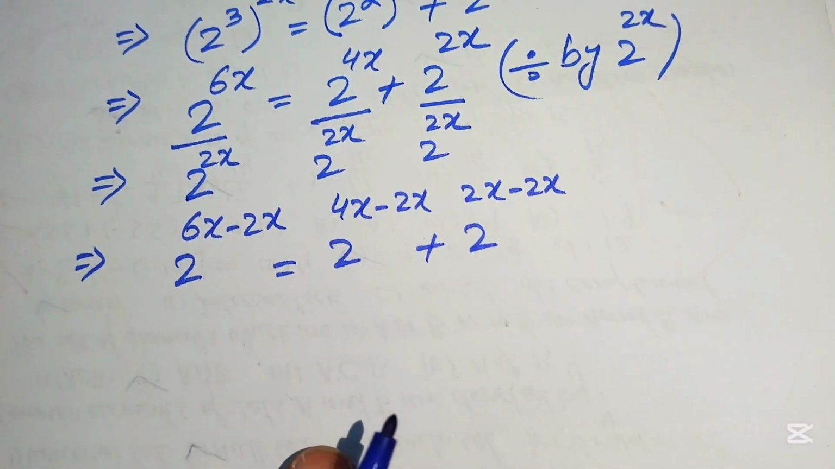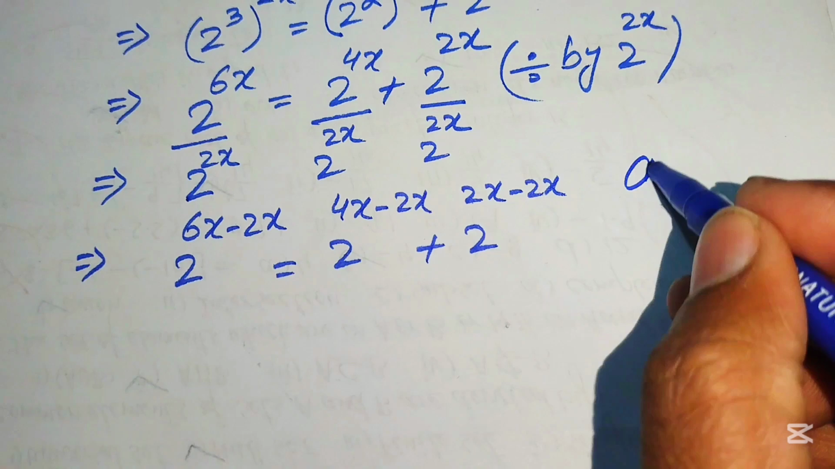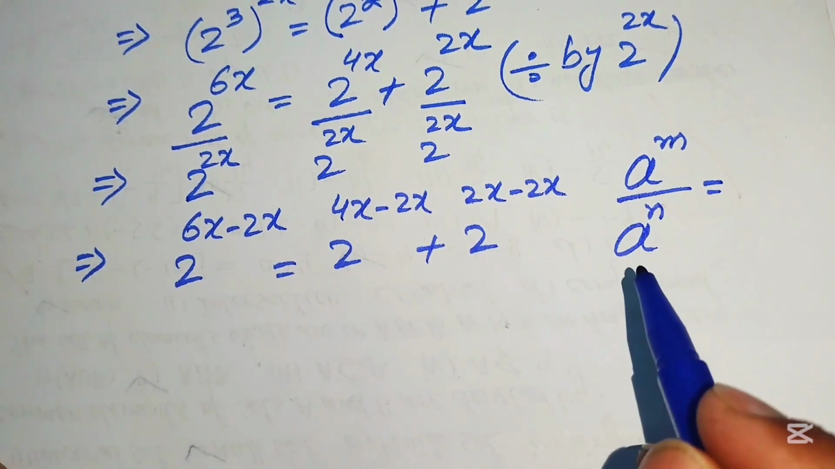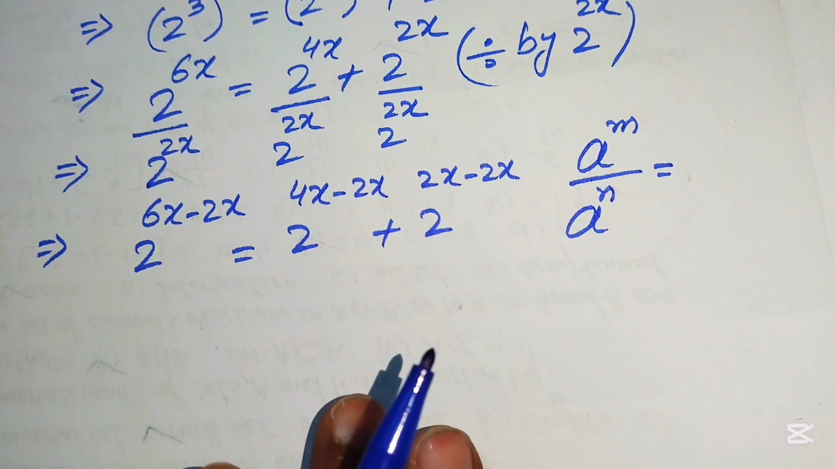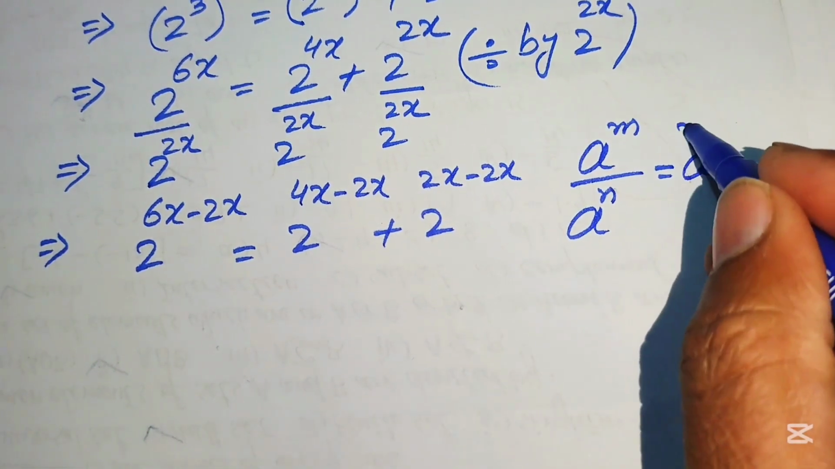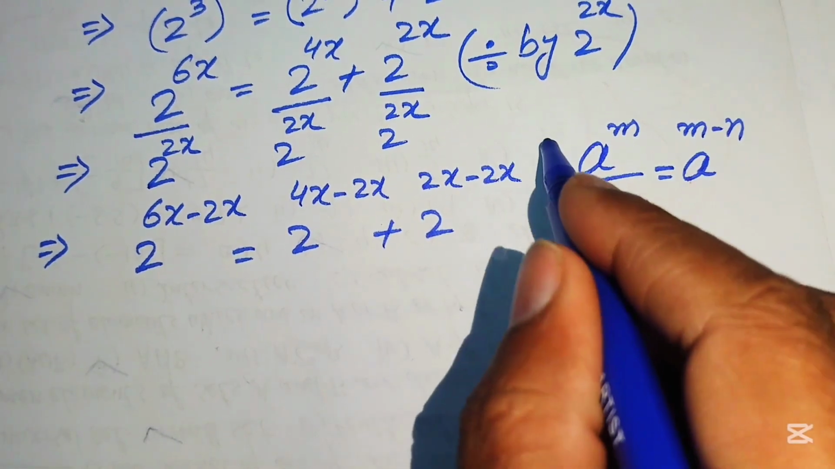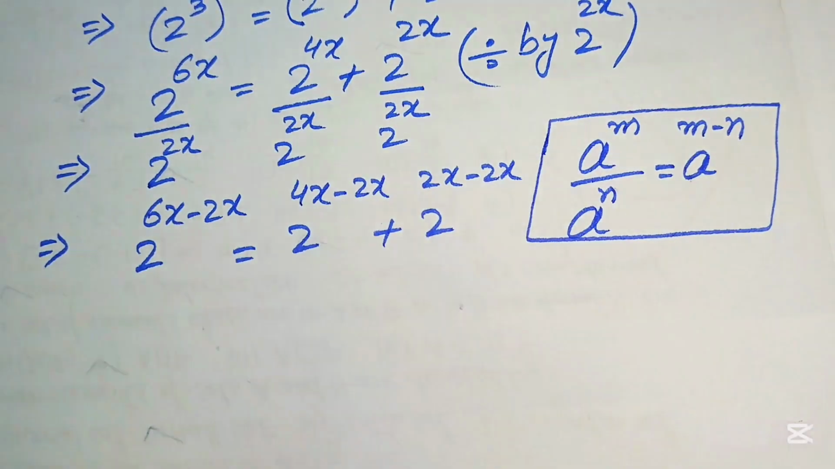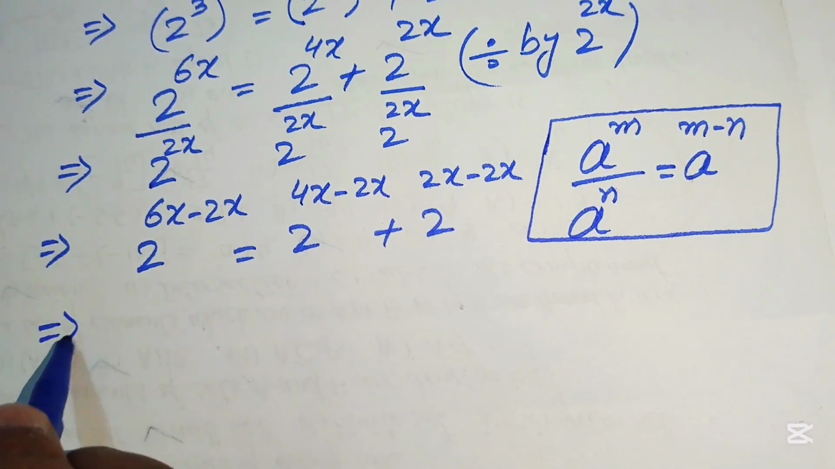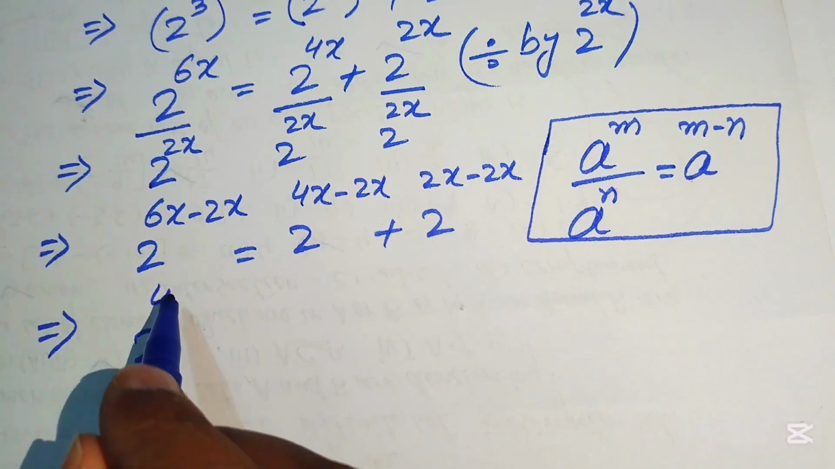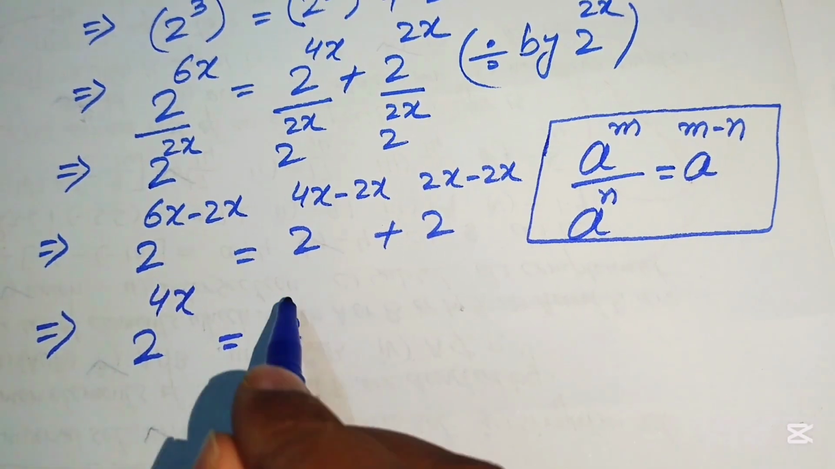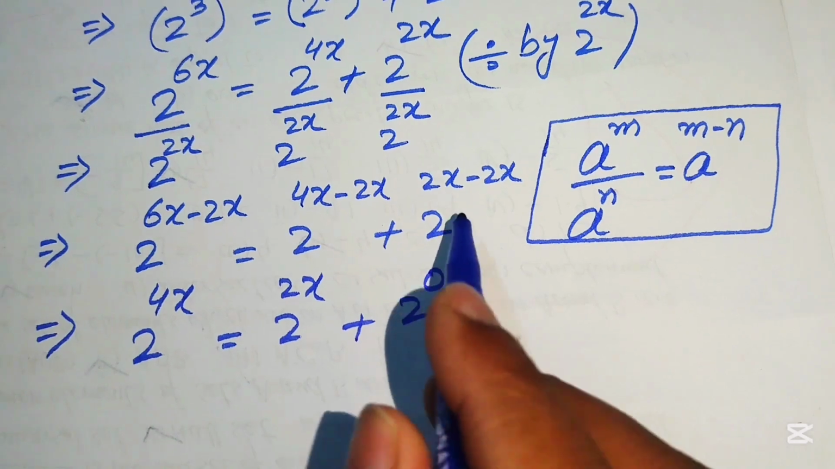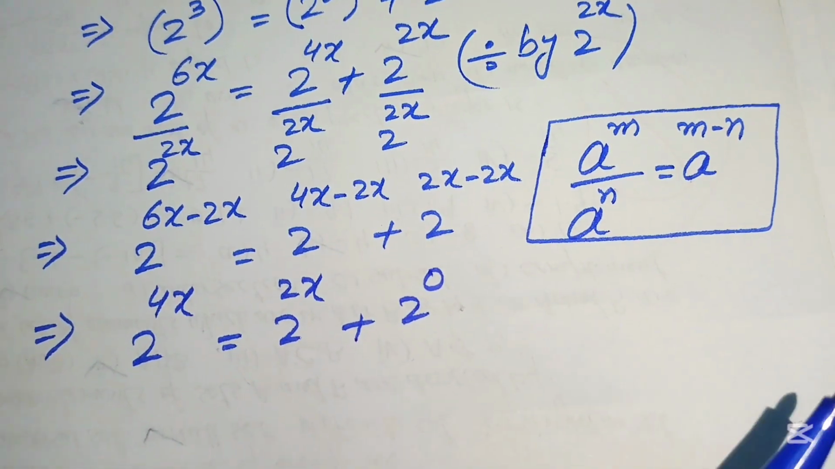Here we use a nice algebraic formula. You know this formula: if we have a to the power of m over a to the power of n, where the bases are the same but the exponents are different, then you subtract the exponent of the denominator, in this way, a to the power of m minus n. Here we use this exponential law on each of these terms. So we simplify and write it as 2 to the power of 4x equals 2 to the power of 2x plus 2 to the power of 0, because 2x minus 2x becomes 0.